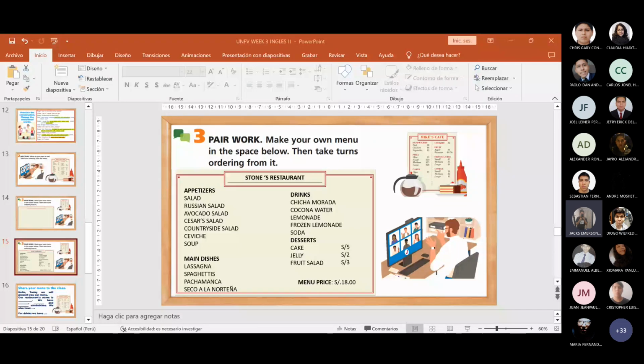El objetivo es create a conversation, create a new conversation. Puede ser con el menú que ya está dado o puede ser con un menú que voy a crear. ¿Está un poco más clara la idea?